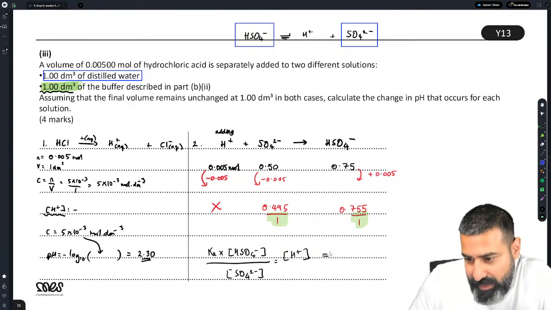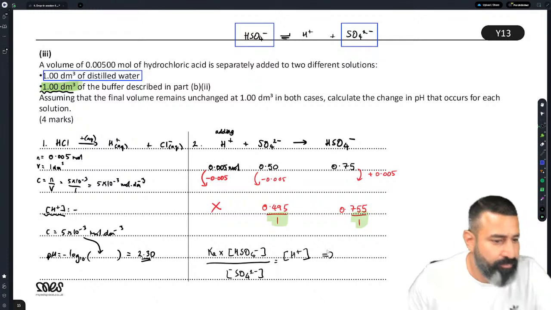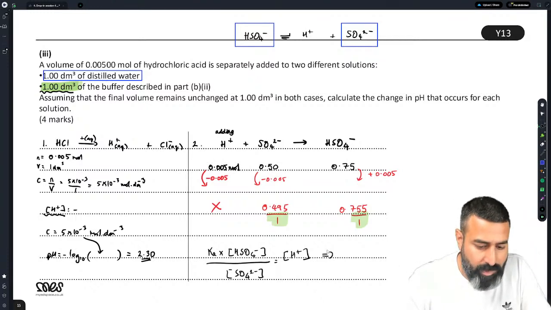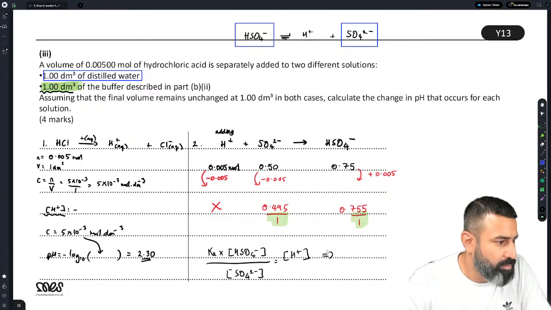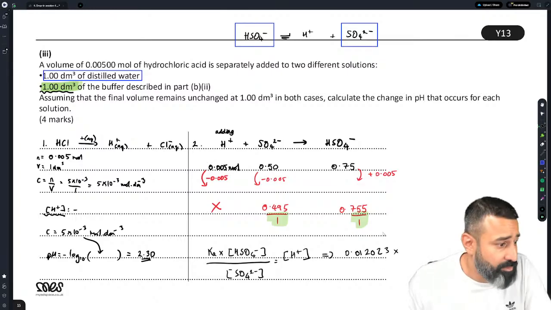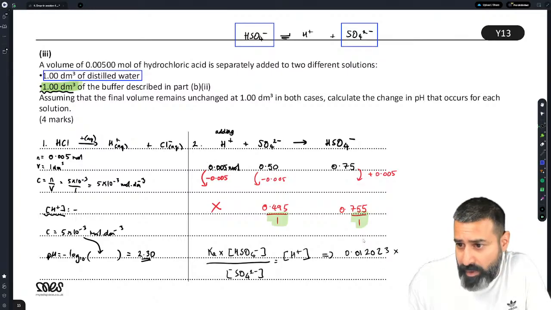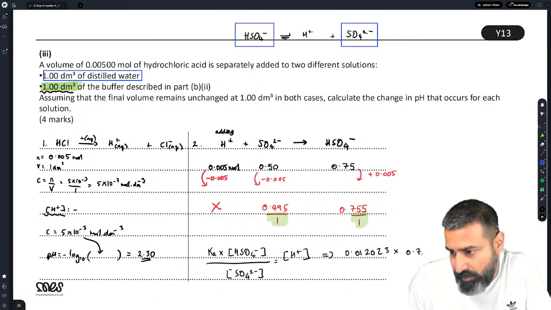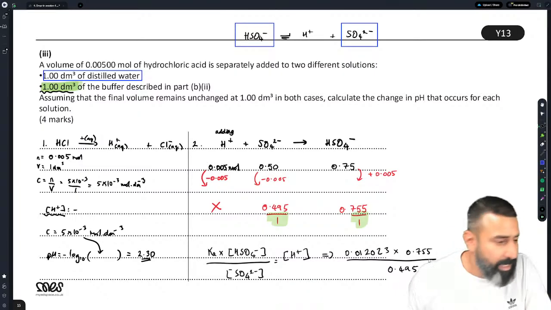So then where do we go next? What's Ka? 10 to the power of minus 1.92. So if I sub in 0.012023 multiplied by my hydrogen sulfate, 0.755 all over 0.495. Okay, what do we get as our hydrogen ion concentration, people?